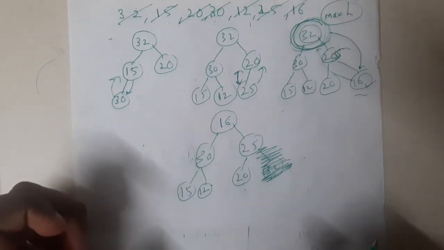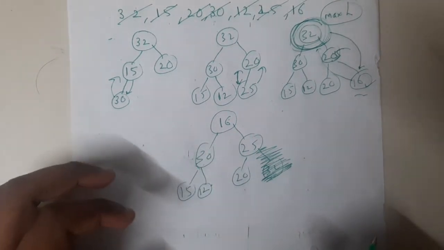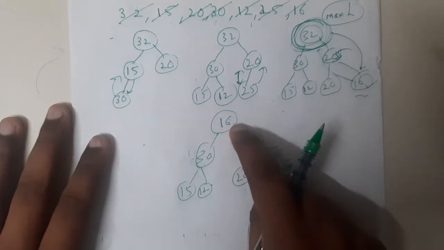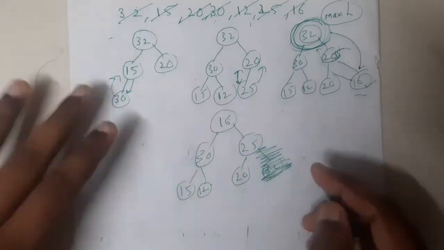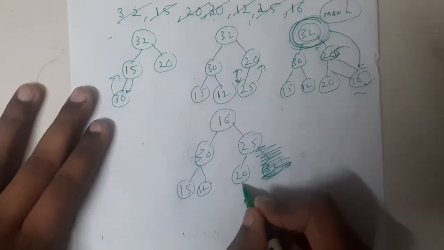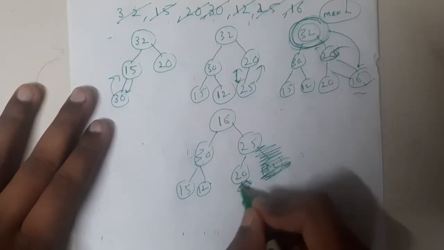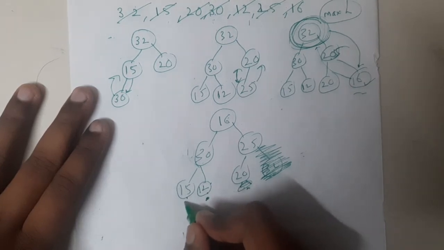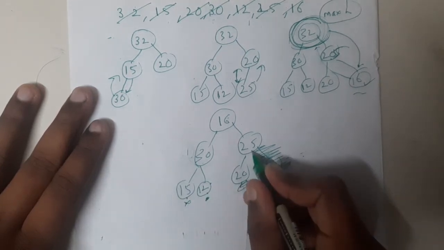So what exactly will you compare? You will compare in a bottom-up fashion. At 20, are there any children? No, so there is nothing. Similarly, at 12, are there any children? No. At 15, are there any children? No. At 25, are there any children?